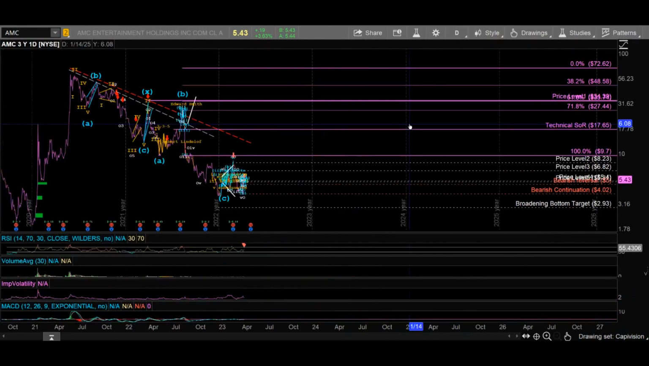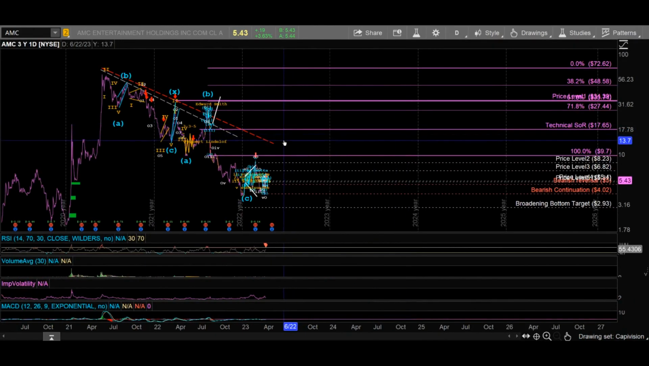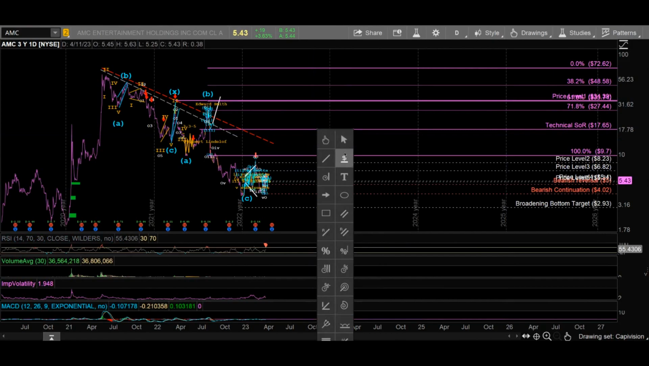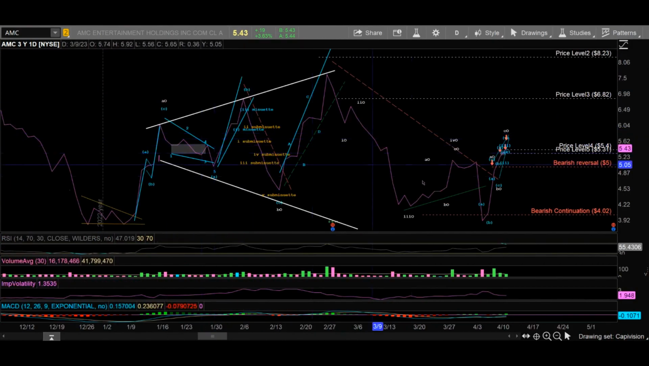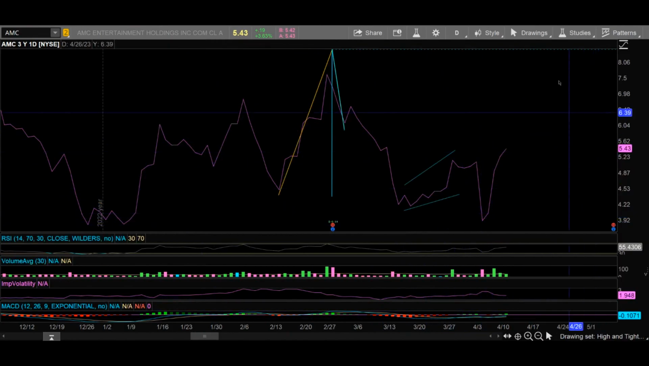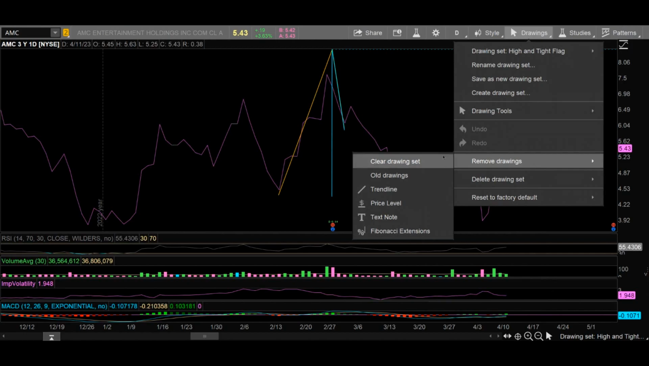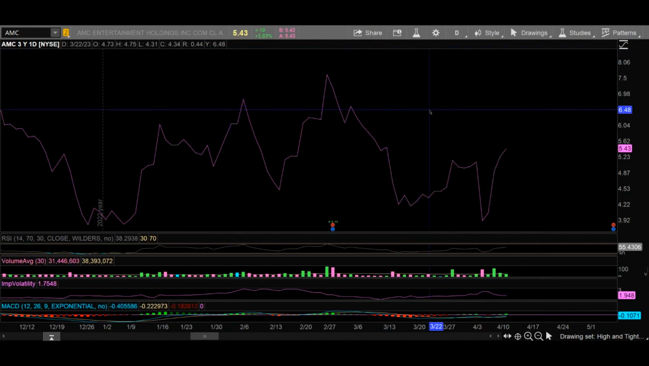So we go into a larger time frame now, and we try to figure out what that means. And maybe you can't on this chart because that's a lot. We're going to do a fresh chart. Let's just clear this thing off. Remove drawings. Clear drawing set. Yeah, get rid of it.